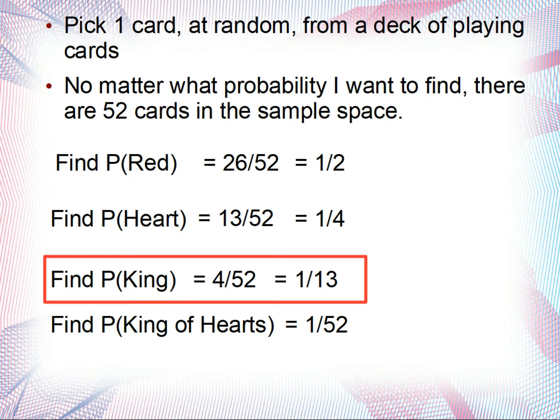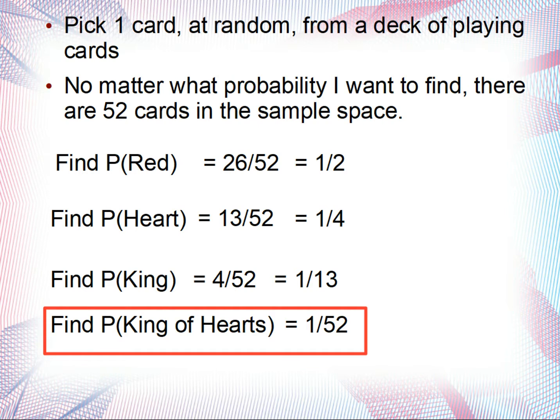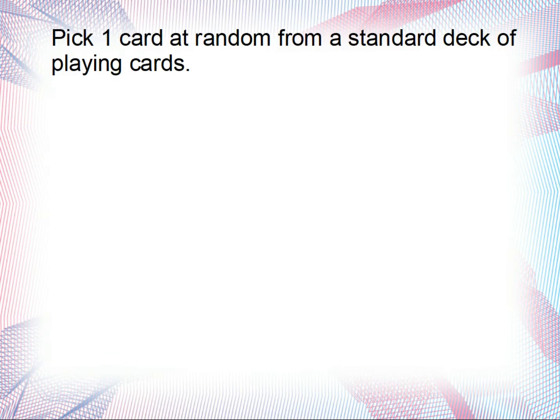The probability of getting any particular card, like king, queen, jack, or the numbers 10, 9, 8, 7, 6, 5, 4, 3, 2, or the ace, there are 4 of each of these cards. So the probability is always 4 out of 52 for any named card like that. And lastly, I have the king of hearts. The king of hearts is one specific card. So the probability of finding any one specific card is always 1 out of 52. We're going to be doing this same experiment, pick one card at random, for the entire video, basically.